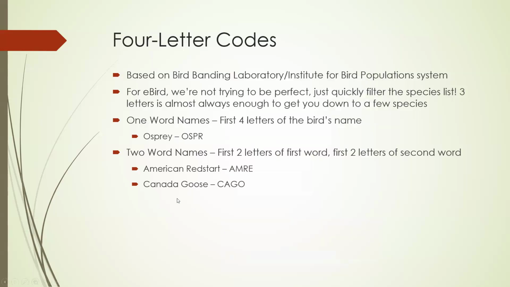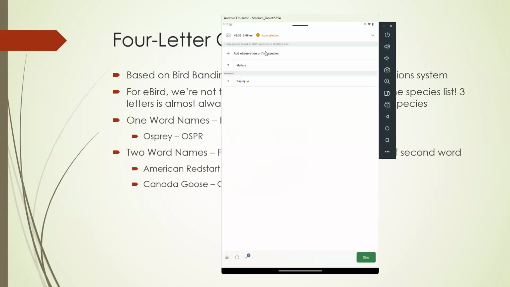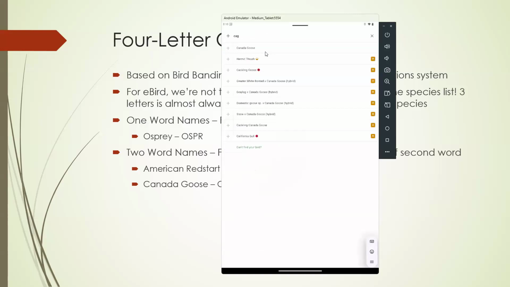Okay, so back to bird searches. One word names are easy. You just type the first 4 letters. 2-word names are fairly straightforward. It's basically just going to be the first 2 letters of the first word in the bird's name, and the first 2 letters of the second word. So American redstart would be AMRE. Canada goose, CAGO. So again, just to demonstrate the point, we're going to see some Canada geese. So CA, again, you go up to the search bar, CAGO, and we're down to Canada goose.